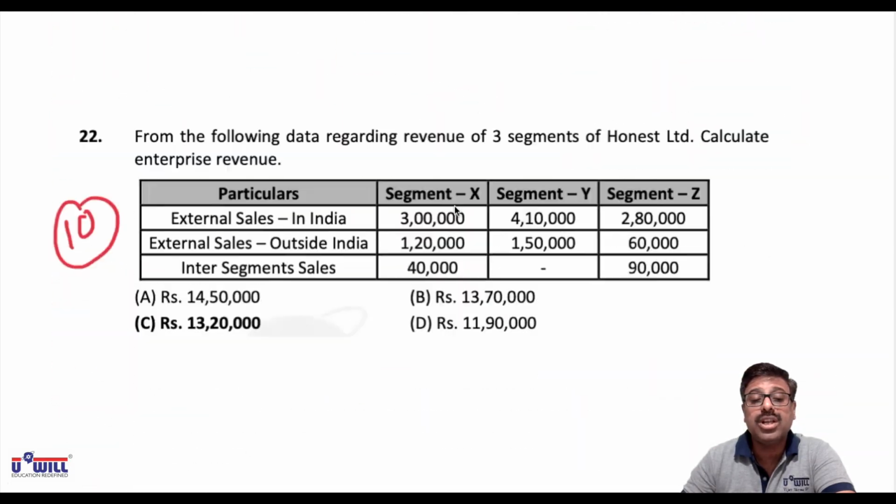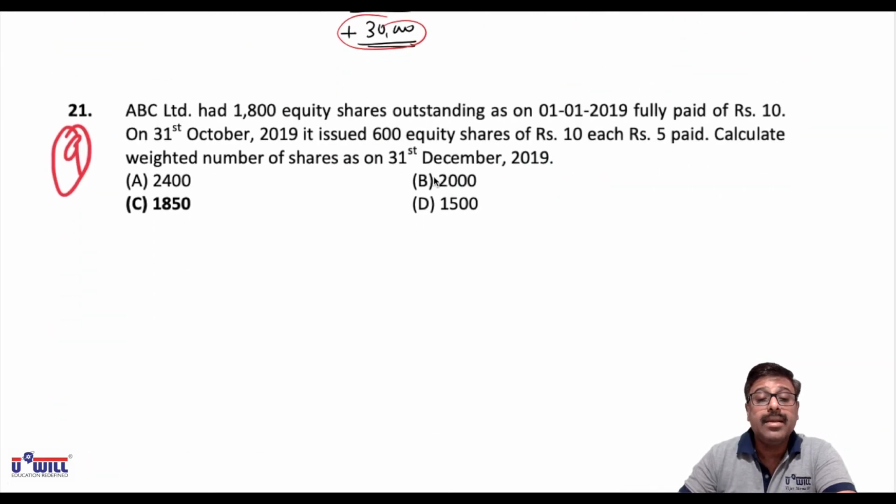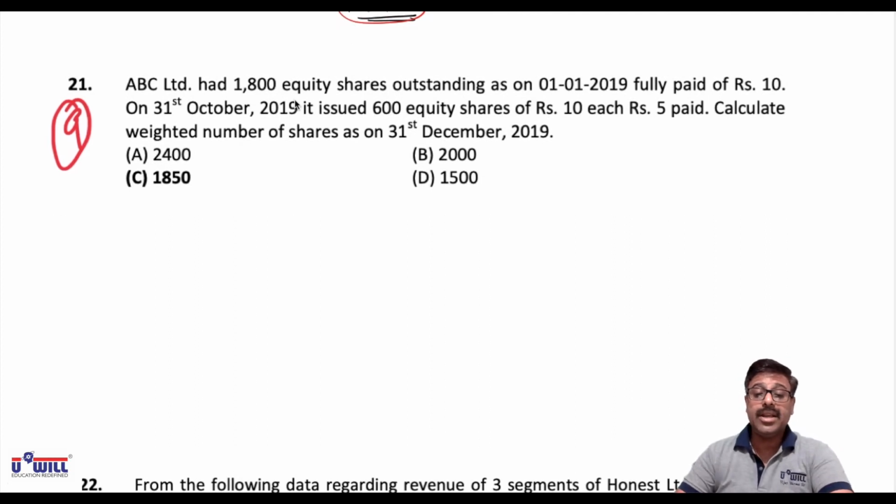Now look at question number 21. ABC Limited had 1800 equity shares outstanding as on 1/1/19. So opening balance is 1800, fully paid rupees 10. On 31st October 2019, it issued 600 equity shares of 10 each, but 5 paid up.